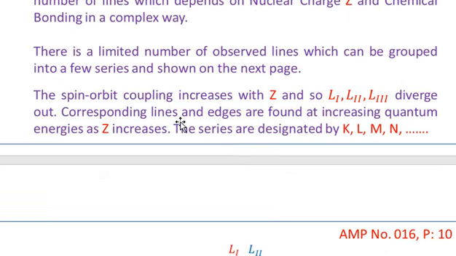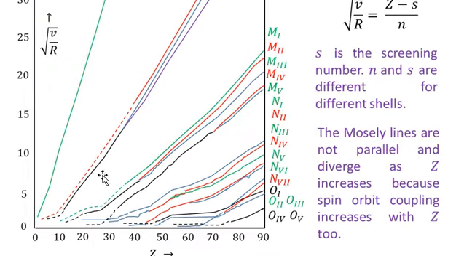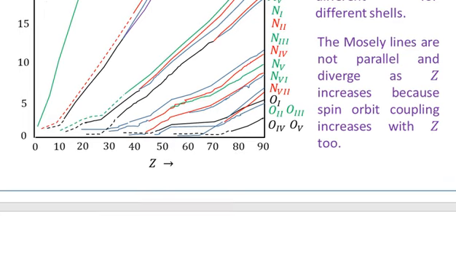The spin orbit coupling increases with Z. That is, the spin orbit coupling is a function of Z, and so L1, L2, L3 diverge out. Here you can see that the lines in the middle, which were almost a single line at the start, start diverging out with the increasing value of Z, and Z is plotted along the horizontal axis.